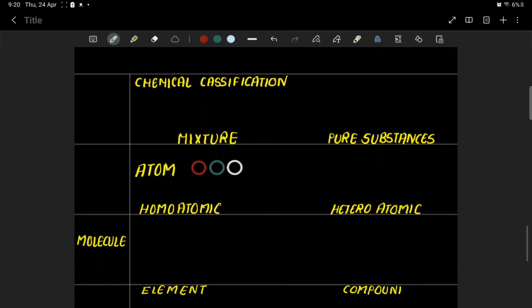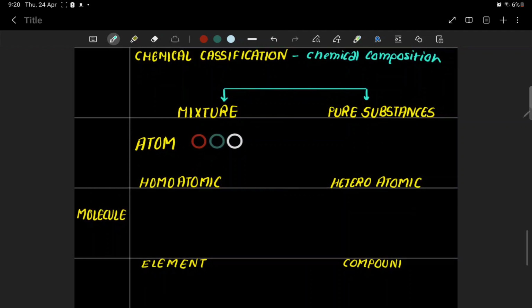Next, we move on to the chemical classification of matter. When it comes to chemical classification, we look at the chemical composition. It can be divided in mixture and pure substances. Now, in order to understand this, let's look at atom. We studied it earlier in class. When we divide matter, the smallest unit we get is an atom.